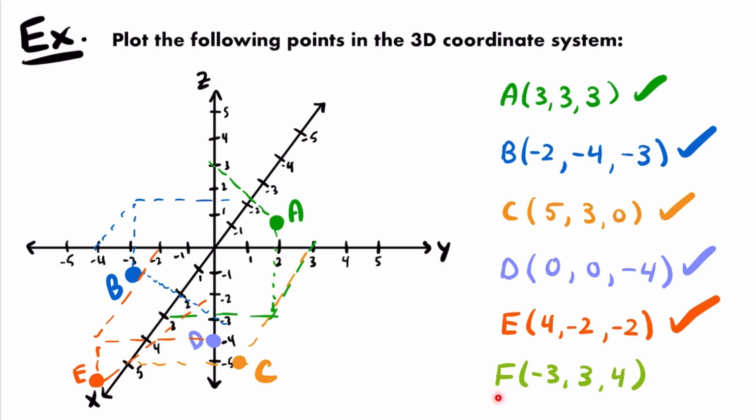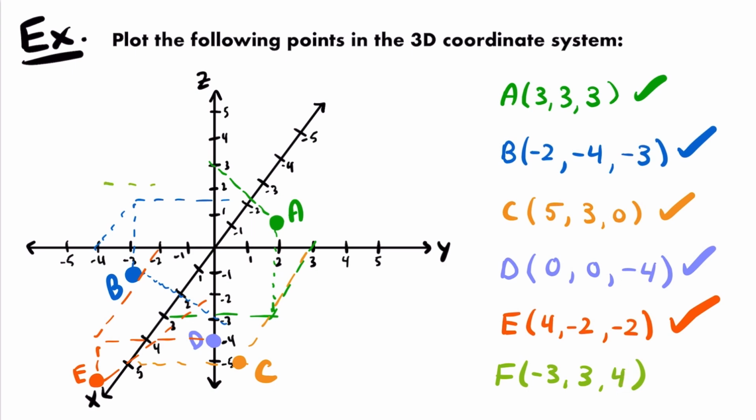And point F is at the coordinates -3, 3, 4. So let's start by identifying x equals -3 and y equals +3. Starting at the origin, x equals -3 takes us back here. Remember, this is the x-axis, so that's x equals -3. And then y equals +3 takes us right here. So what I'm going to do is draw a line through x equals -3 that's parallel to the y-axis. Then I'll draw another line through y equals 3 that's parallel to the x-axis. And then we'll worry about accounting for the z-coordinate.